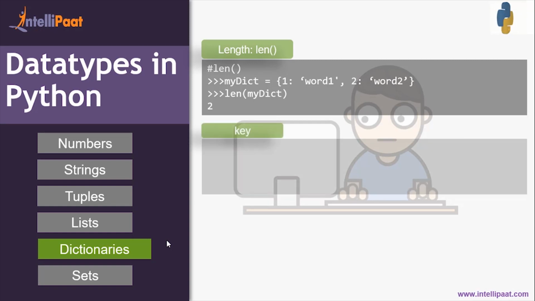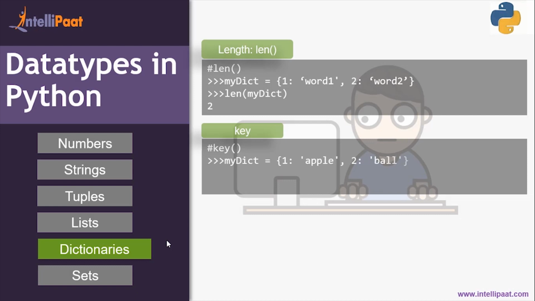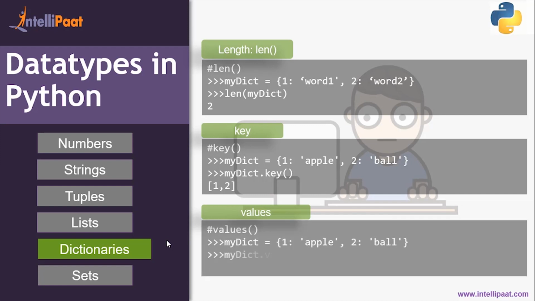Fine. Next is keys. Now what if I want to find the keys of my dictionary? So I can just use the keys function. My dictionary.keys is returning me all the keys defined within the dictionary. Next is values. Well, this function is used to return all the values defined within the dictionary. For example, we have apple and ball as values within this dictionary, my dict. Alright, so that's why using the values function, we got the output as apple and ball.